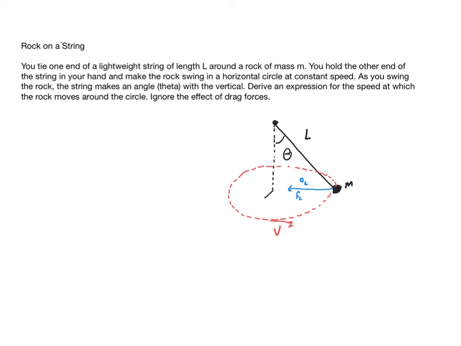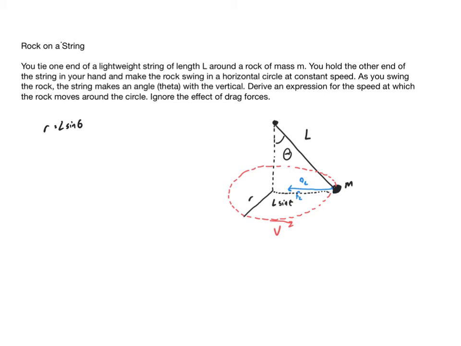The radius of the circle is this value here. So good thing they gave us the length of the string. It's basically the hypotenuse of the triangle. So we're going to be able to figure out what the radius is using a little bit of trig. And that would end up giving us the value L sine theta. So I know the radius of the horizontal circle is L sine theta. The rock is going to have mg.